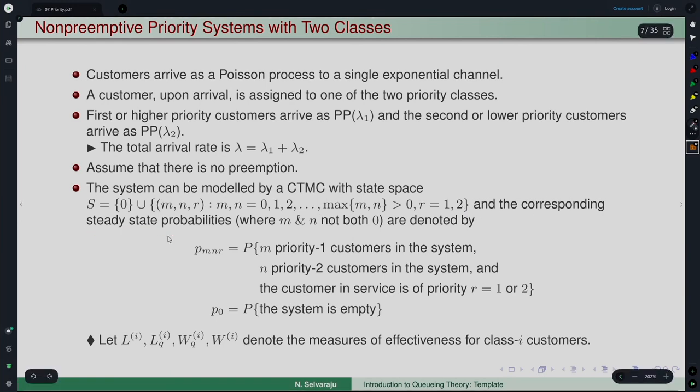And the corresponding steady state probabilities, with M and N not both being 0 at the same time, are denoted by P suffix M, N, R. The first suffix is the number of priority 1 customers, the second suffix is the number of priority 2 customers, and R says the customer in service is of priority R, where R is either 1 or 2, and P naught is the system being empty. L, Q, W, Q, W with a superscript in brackets I denote the corresponding measures for the corresponding priority class. If I is 1, it is higher priority. If I is equal to 2, then it is for the lower priority in these two priority cases. So, this is a general setup here.